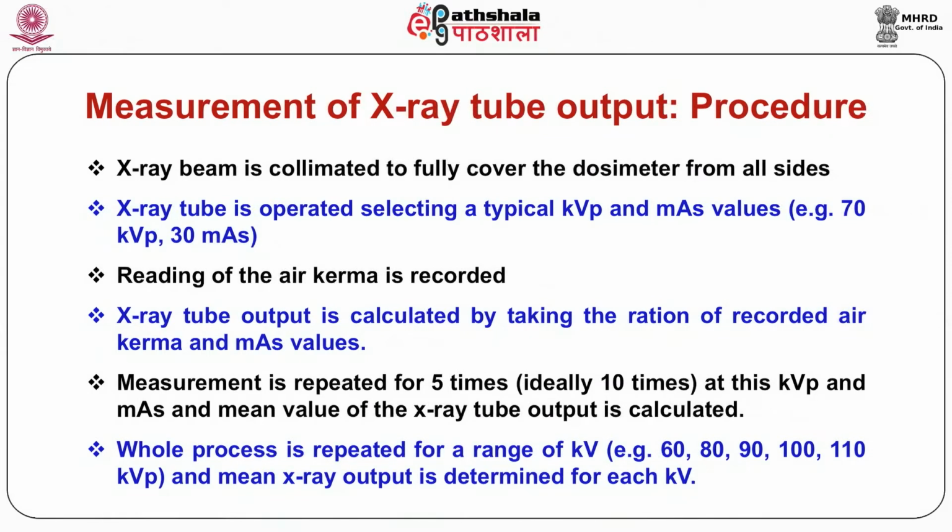This measurement is repeated for about 5 times, but ideally it should be done 10 times at this kVp and mAs, and mean value of the X-ray tube output is calculated. The whole process is repeated for a range of kVp, say for example 60, 70, 80, 90, 100, 110, and mean X-ray output is determined.